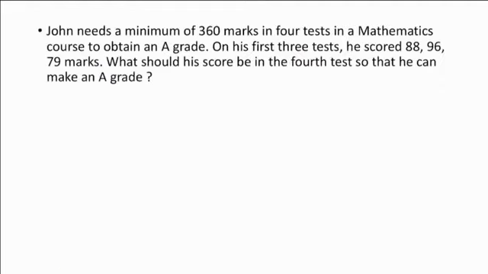So we'll move on to our third question. Now we'll talk about a word question. It's very important to understand and actually convert a word problem to an algebraic equation. So let's try to do that. It's given John needs a minimum of 360 marks in 4 tests in a mathematics course to obtain an A grade. So to obtain an A grade, his total marks, which we can represent by T, must be a minimum of 360.